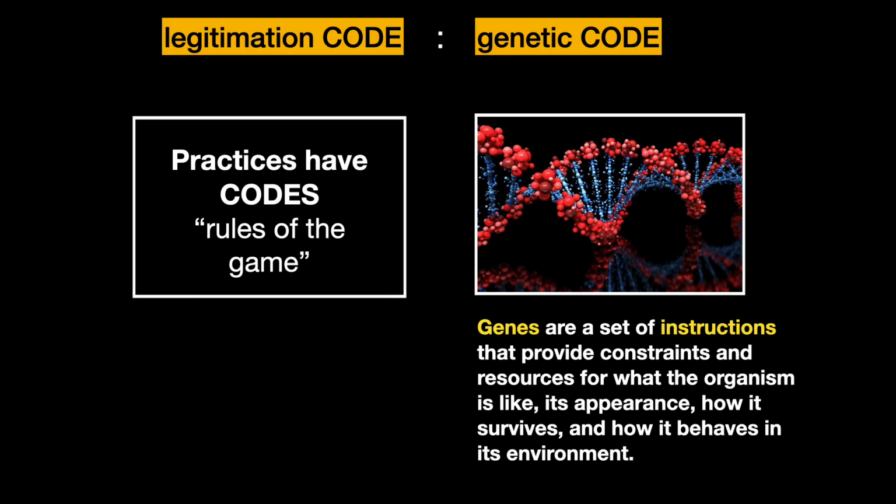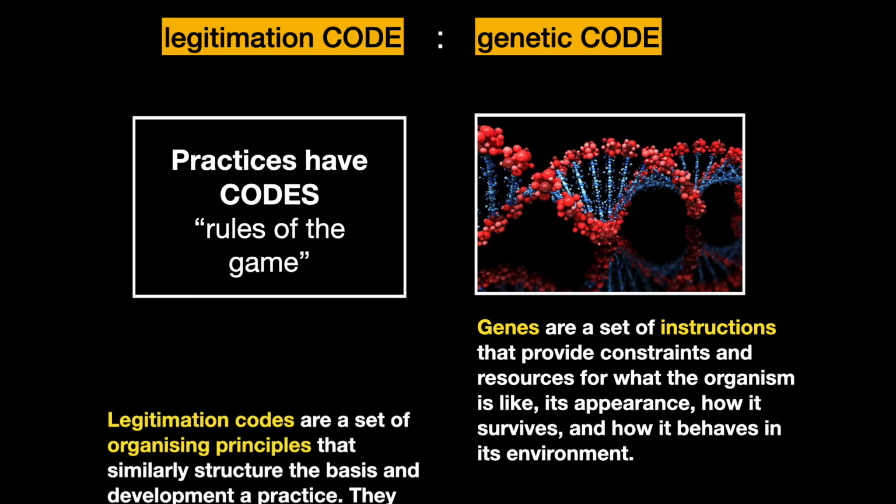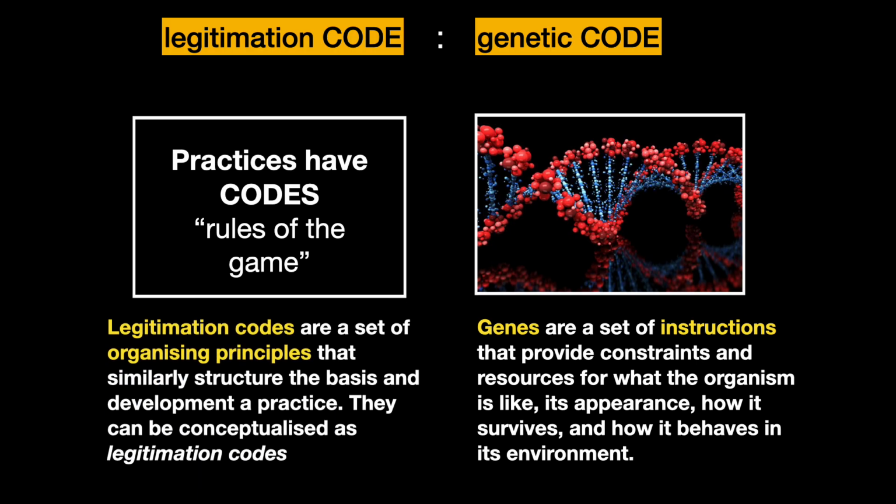practices have not genes, but codes or rules of the game, or what LCT calls legitimation codes. You can read this. So every practice has a basis in a number of organising principles that legitimate or provide the rules of the game, that is, form the basis or DNA of the practice.